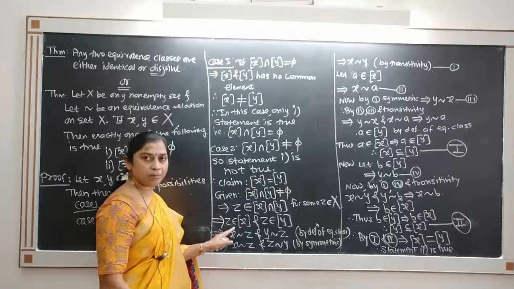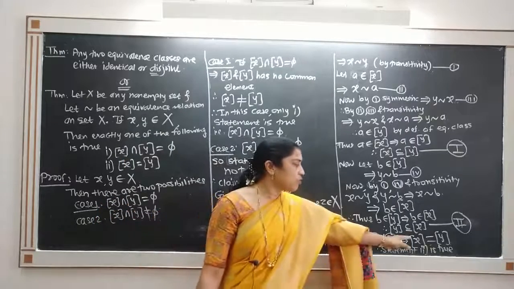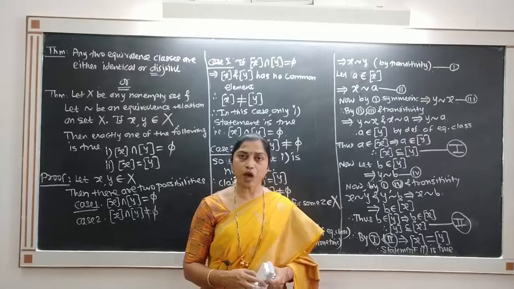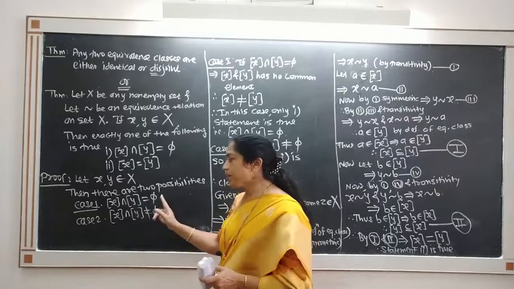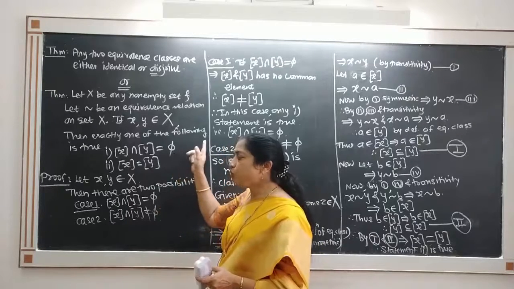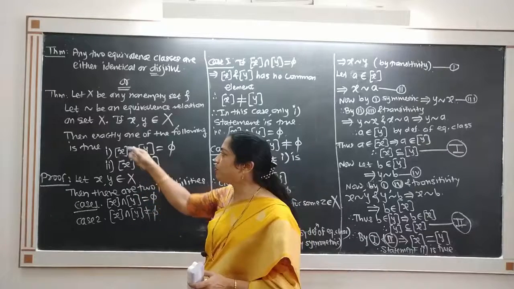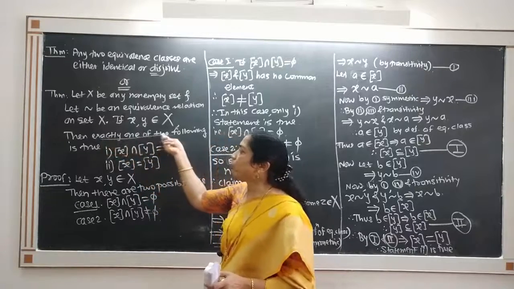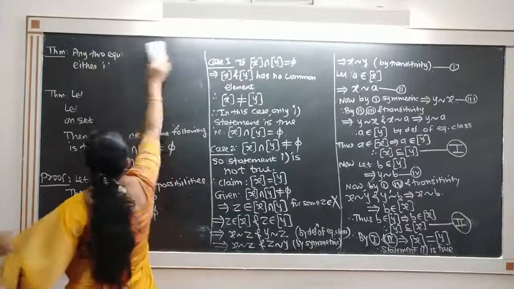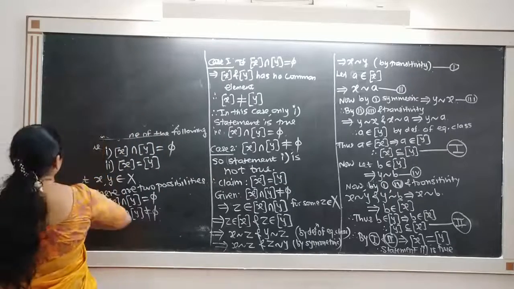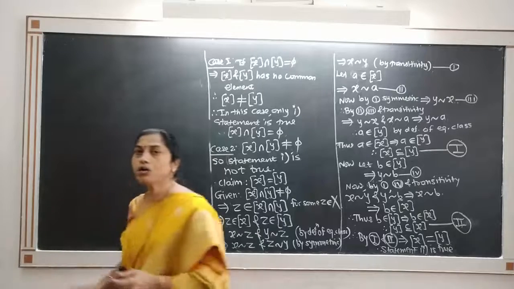I am not using lemma 1, I proved it separately, and therefore we have to show that the equivalence class of X and the equivalence class of Y in that case are identical. So depending on these two cases, if case 1 happens, only result 1 is true, and if case 2 happens, only the second result is true. So obviously exactly one of the following will be true. This is a very important theorem, that any two equivalence classes are identical or disjoint.